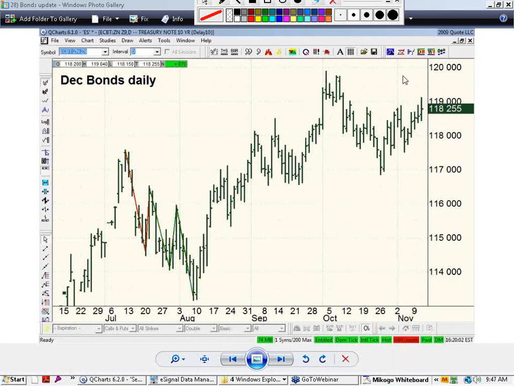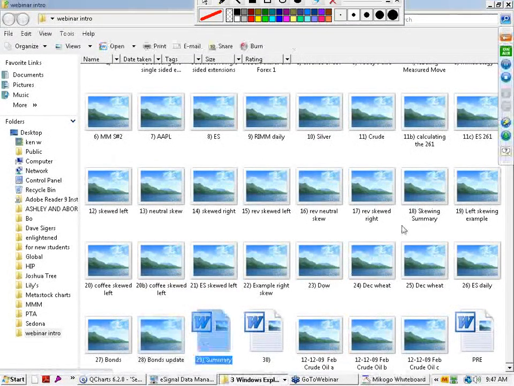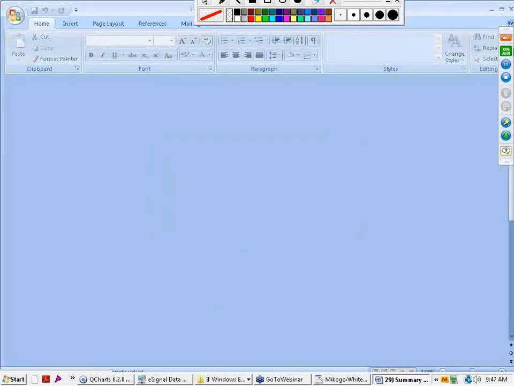So that's basically what I use: retracements, skewing, and time range. Now, we don't have time to talk about time range, but let me just go over some summary of what we talked about today. We're going to summarize by saying this.